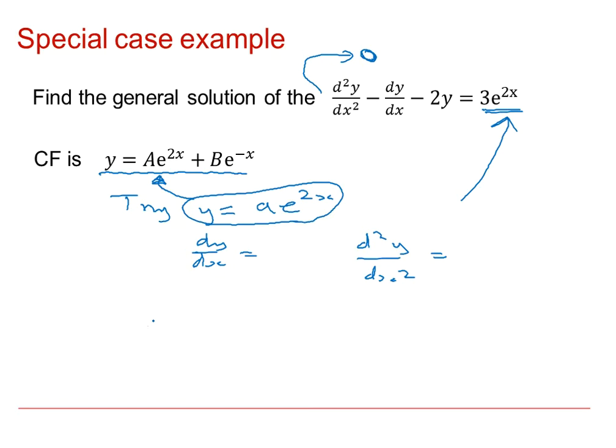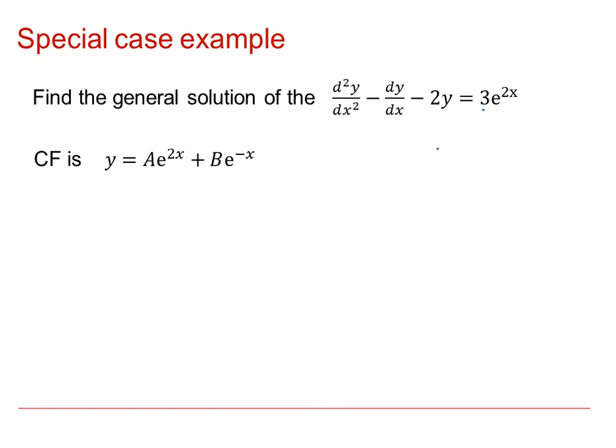So in order to fix this problem, we need to change the trial function which we're going to use, and we do that by simply taking a e to the 2x and multiplying by another x. So we've just seen that y equals a e to the 2x will not work. Instead we're going to try y equals a x e to the 2x. So we've multiplied by that extra x.